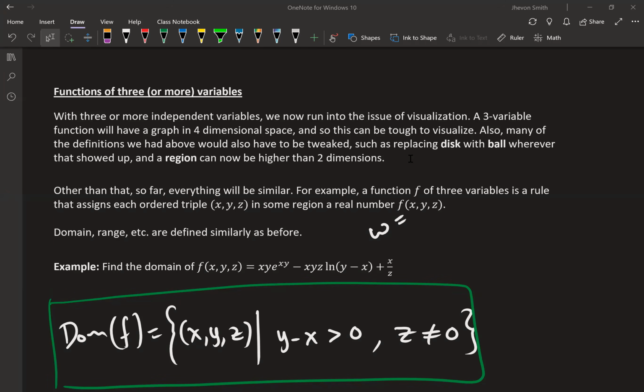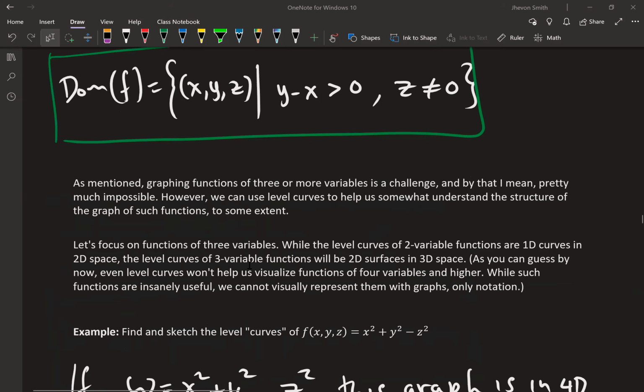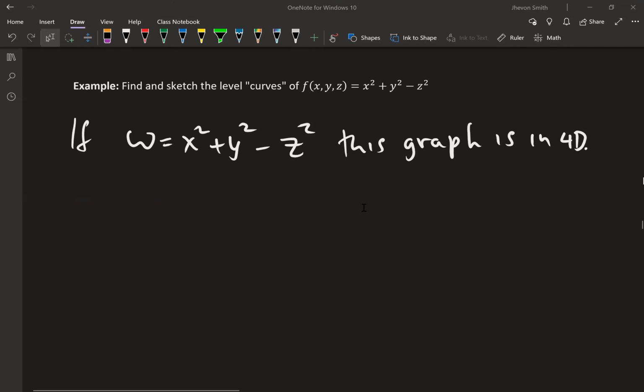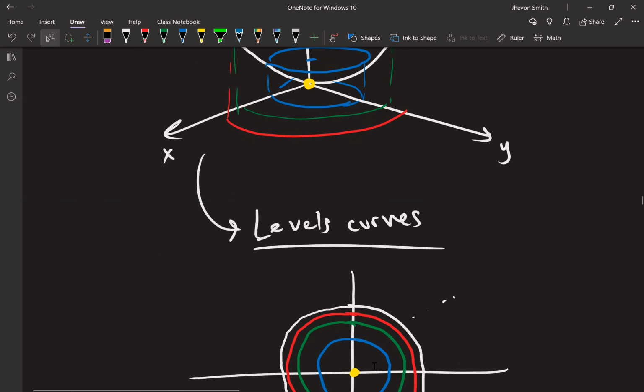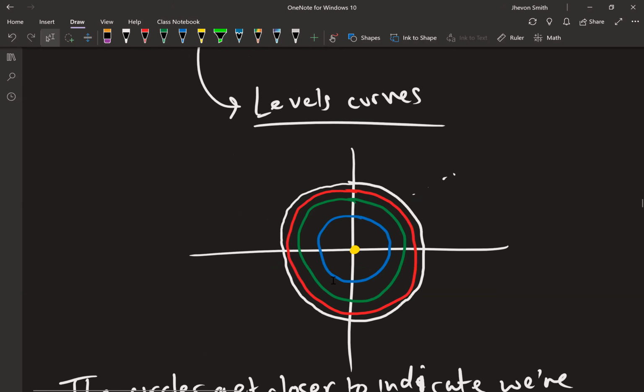But when it comes to visualization, it gets infinitely more complicated because you can't imagine what a function of 3 variables would look like. Its graph would exist in 4 dimensions, which, trust me, you cannot imagine. However, we can examine it based on level curves. So for example, here level curves become level surfaces. Before, we had a bunch of curves that would describe what this object in 3 dimensions is doing.